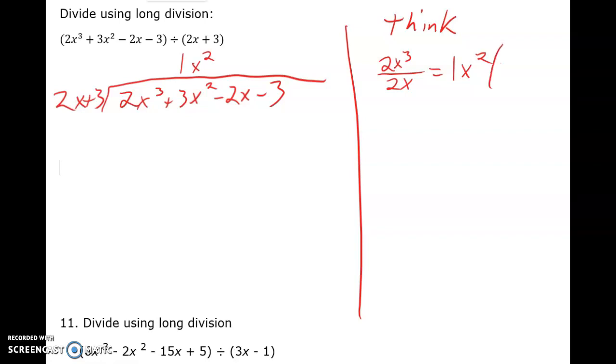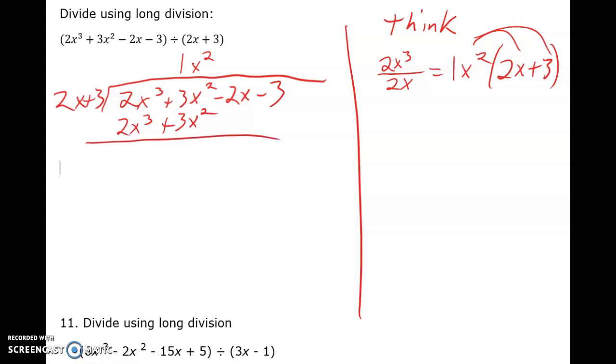And then I'm going to multiply or distribute that times the 2x plus 3. So that gets distributed and written over here. So I get 2x cubed plus 3x squared. And remember, it's a minus, so we don't just change the first one, we have to change all of them. That cancels, that was our goal. Ooh, this one's fun. This one cancels also.